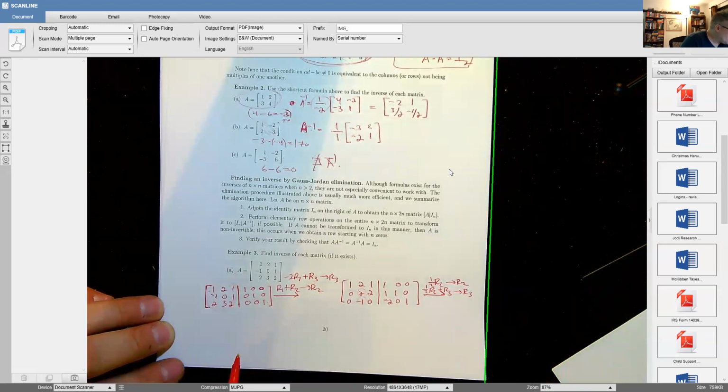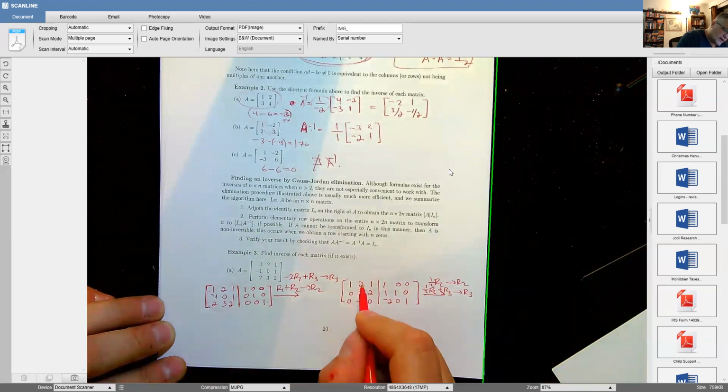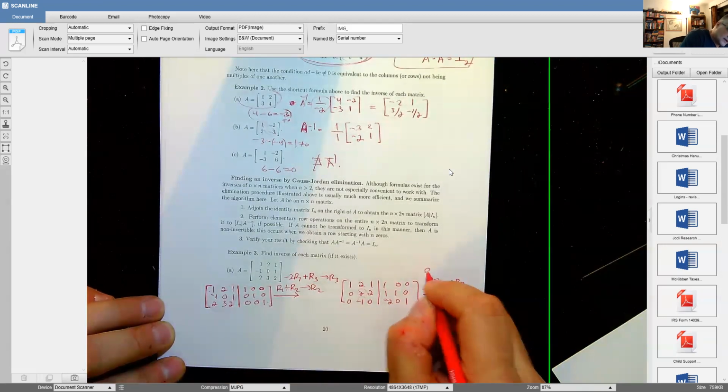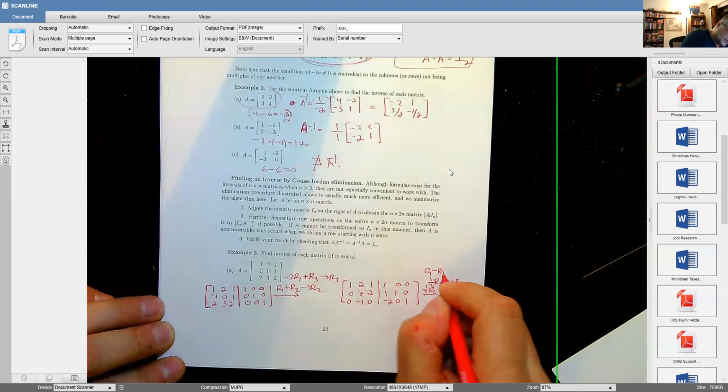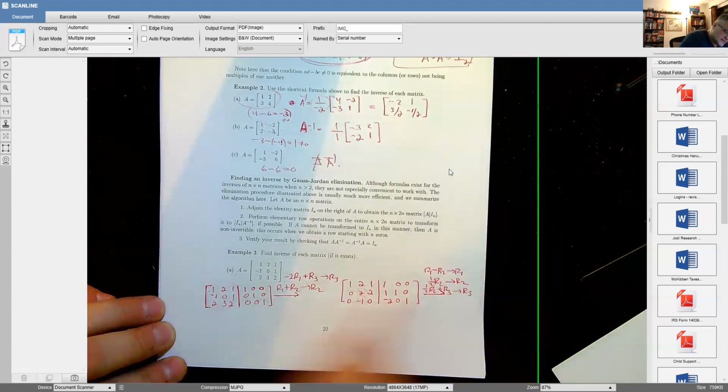All right. And then I guess I also want to put a 0 there. So why don't we add R1 minus R2 and put that into R1. All right, so let's do all three of those at one time.